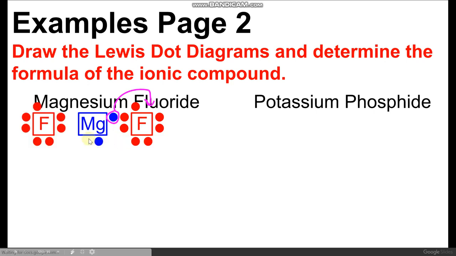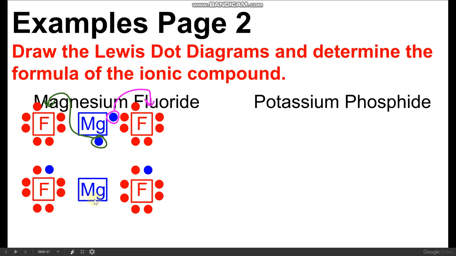Well, what we're going to do is draw another Lewis dot diagram of fluorine over here. So it should look pretty identical to this one over here. And it's 1, 2, 3, 4, 5, 6, 7 valence electrons. And now this electron is going to get donated to this fluorine over here. So I drew it in a different color because it's going to a different atom.